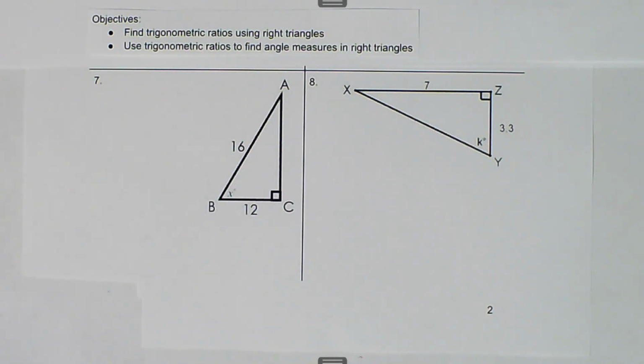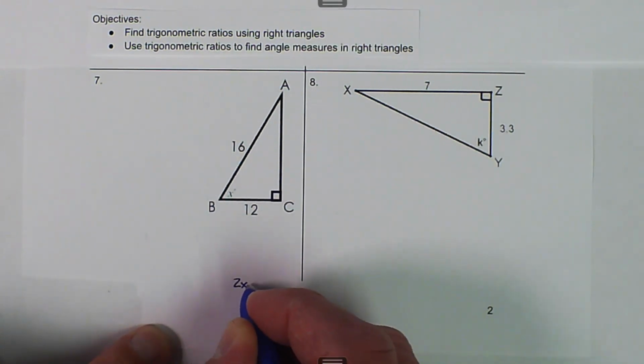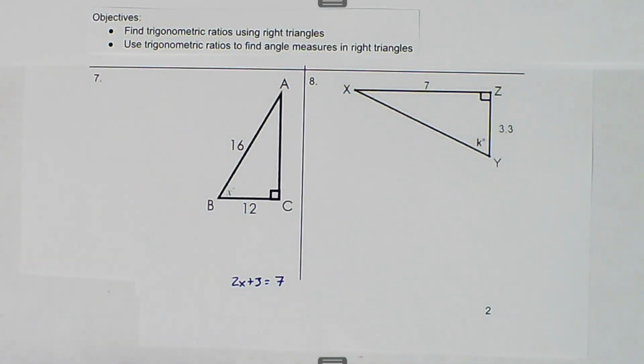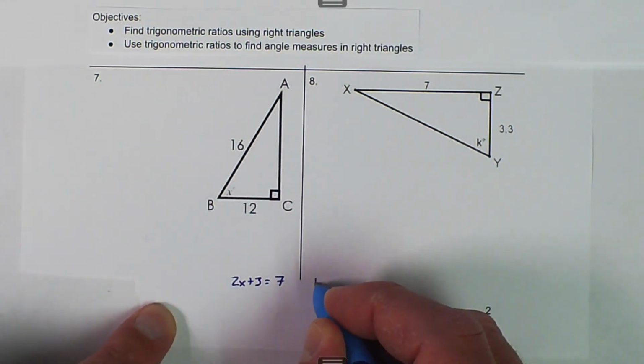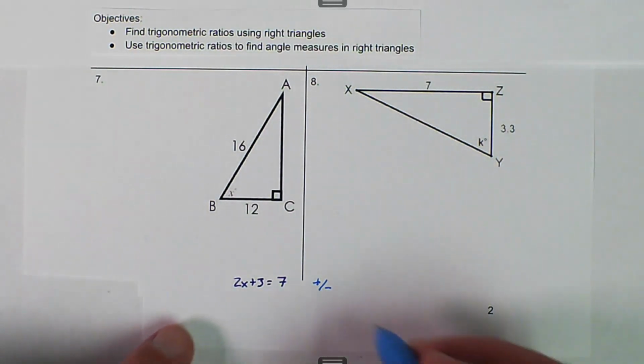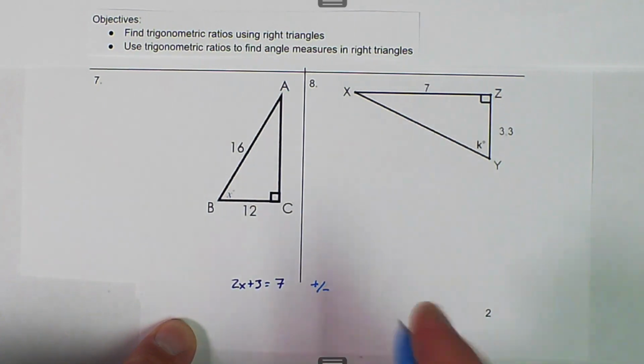We are talking about trigonometry, and we want to use trigonometric ratios to find angle measures in right triangles. In order to do that, we need to think about our inverse operations. So if we had an equation that was 2x plus 3 equals 7, and we wanted to solve for x, we'd have to use inverse operations. Here we see addition in the equation, and we understand that subtraction is the inverse. So addition and subtraction are inverse operations.